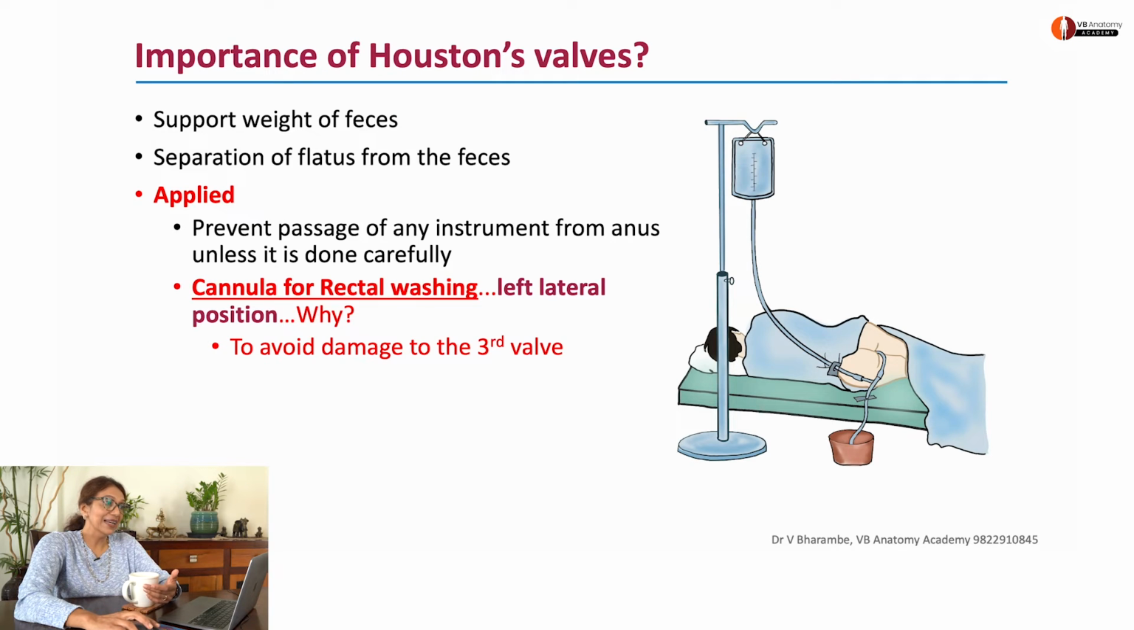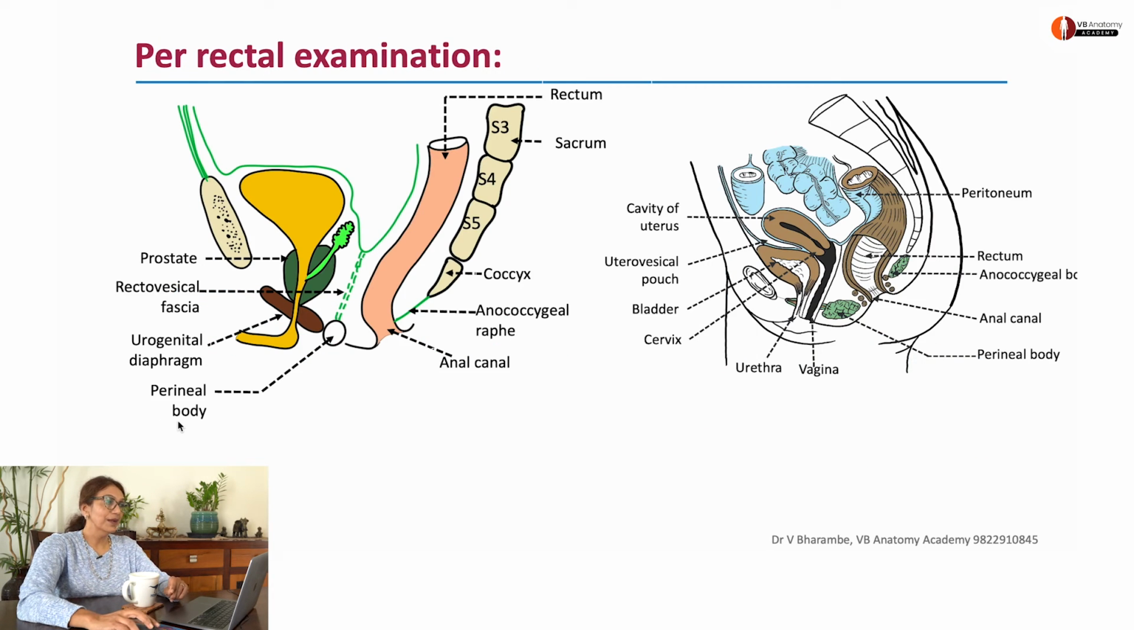The need is that if you're putting in a cannula for rectal washing, you must have the patient in the left lateral position. Okay, and your tube must be passed very gently to not damage the middle rectal valve, which is in the right anterior position. Okay, right.